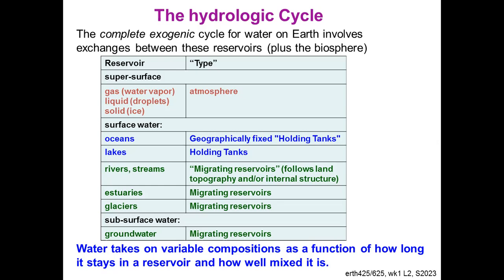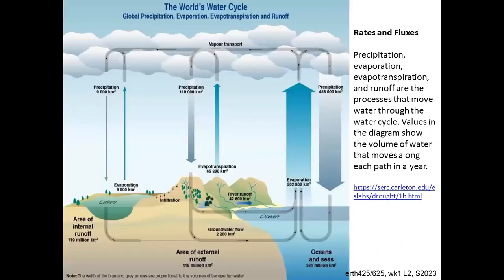You'll also notice that I put glaciers in migrating reservoirs. They tend to move relatively slowly, although as time goes forward with global warming, they're moving less slowly than they were in the past. But they do tend to, in the grand scheme of things, represent a relatively small flux in terms of movement per year.